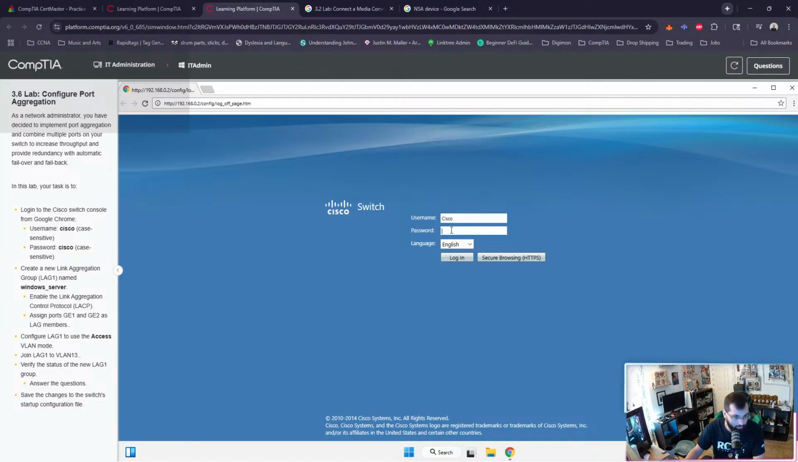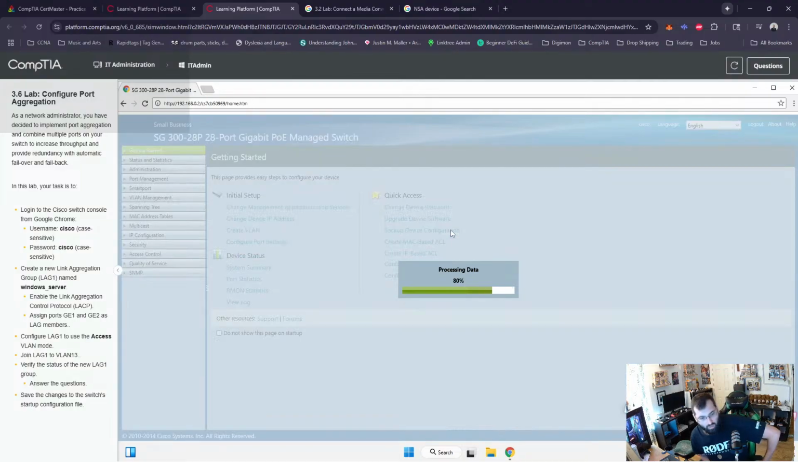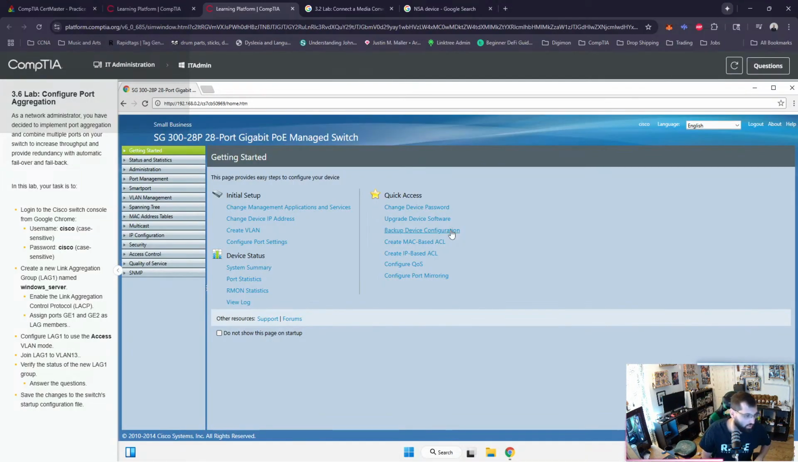Cisco password. That's real. What? There we go. I was about to make a joke about how that's not really secure, but then again, I wasn't able to get in, so yeah.